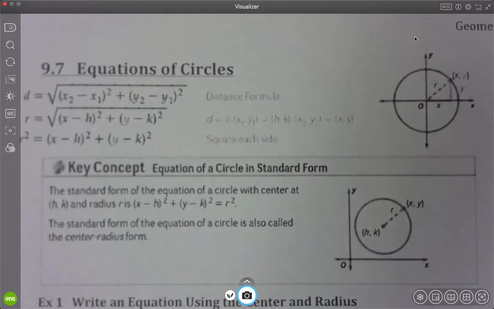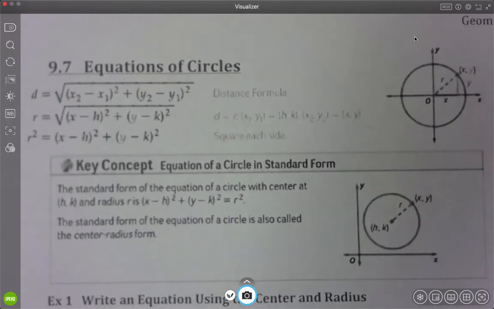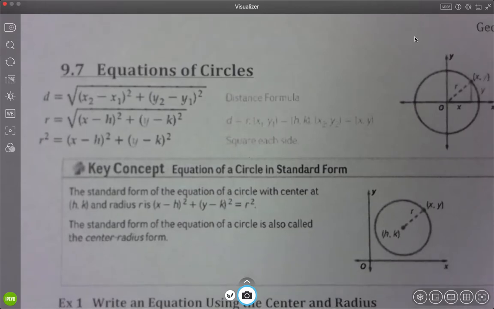We are to the last section of this chapter already. And for the majority of this chapter, we've been talking about circles and angles and arcs and things inside of circles. But this brings us back to what an equation of a circle will look like.